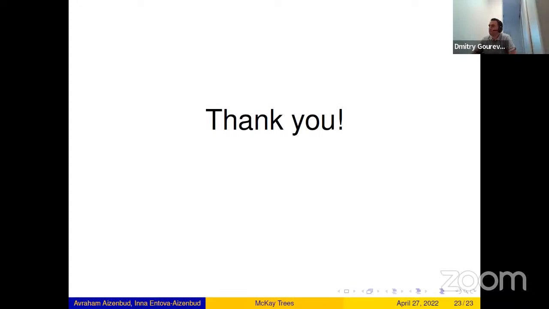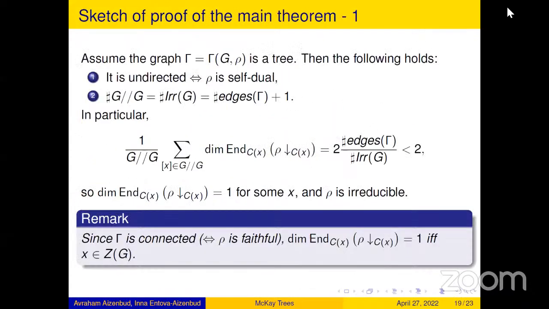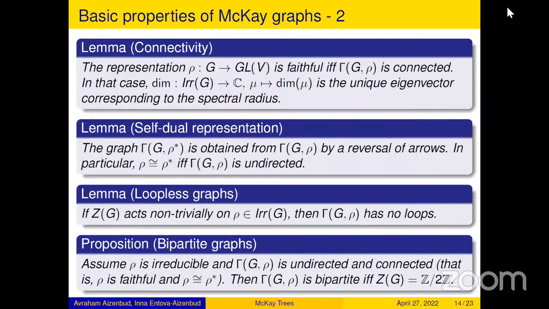Okay. Any further question? If not, then yes, please. Yeah, it may be a silly question. I'm checking now the basic properties of McKay graphs again. I'm wondering if your classification of the trees allows you to say something else about a group whose McKay graph is not a tree. Beyond what was known, I see here these loopless graphs, no? If the center acts non-trivially on rho, then this McKay graph has no loops. I wonder if you've used it in both directions somehow.